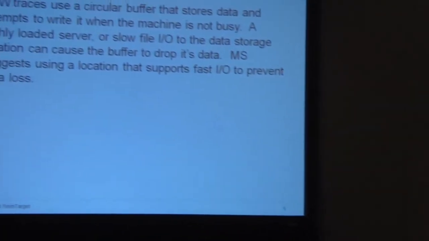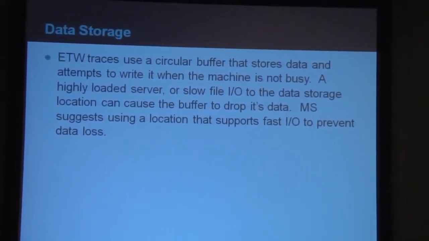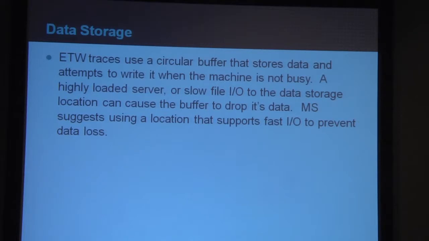But this is the caveat I was talking about, the data storage. So the Event Tracing for Windows infrastructure is used by lots of things out there, and developers can even leverage it themselves. But the way it works is it uses a circular buffer that stores data and attempts to write it when the machine isn't particularly busy. So on a highly loaded server or on slow file I/O to the data storage location, the buffer just says, I can't get rid of this data, stuff's going on, I'm going to drop it. And it can be not all that uncommon, depending on what you're looking at, for that data to be dropped.